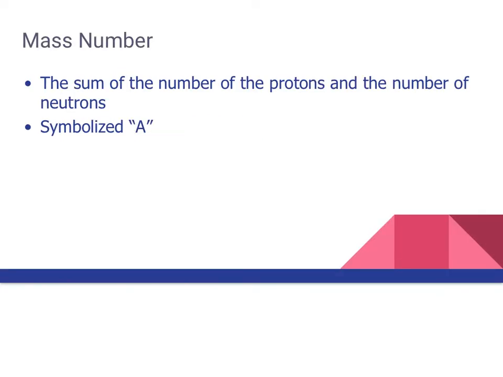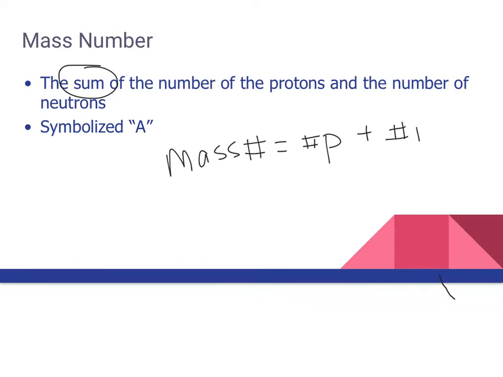The mass number of an atom is equal to the sum of the number of protons and the number of neutrons. If we look at this word sum, mathematically, that word sum implies addition. So the mass number for an atom is really going to be equal to the number of protons plus the number of neutrons. Okay, it is symbolized with the letter A.